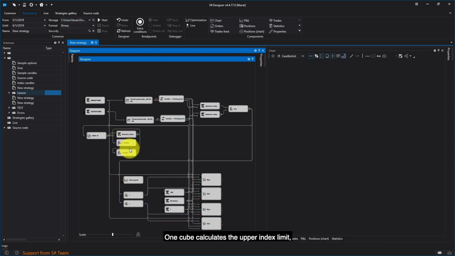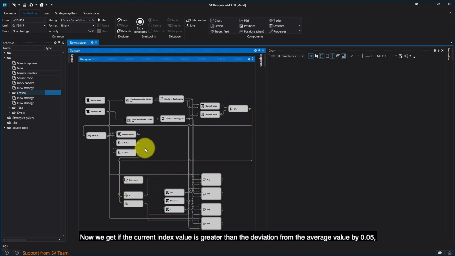Connect the cubes. Now the formula cubes get the average index value and calculate the limit values. One cube calculates the upper index limit, and the second is the lower limit. Connect the formula cubes with the corresponding comparison cubes. Now we get that if the current index value is greater than the deviation from the average value by 0.05, then the strategy sells Cyberbank shares and buys Gazprom shares.